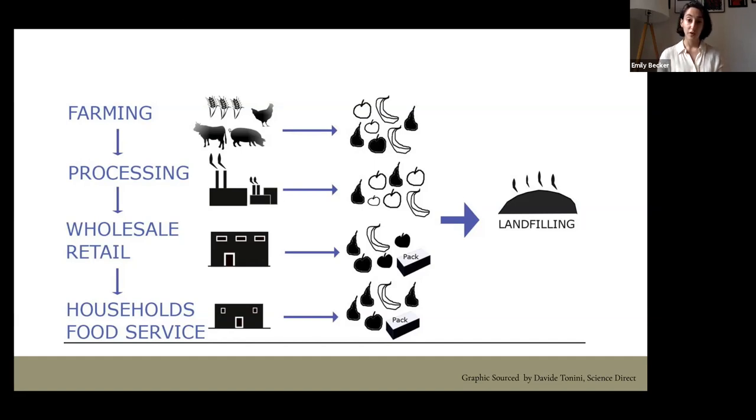Once in a landfill, food will decay anaerobically, which produces methane emissions. Essentially, if we fail to efficiently allocate and use the food we grow and livestock we raise, we are both wasting initial inputs and adding additional greenhouse gas emissions during the decay of those products.